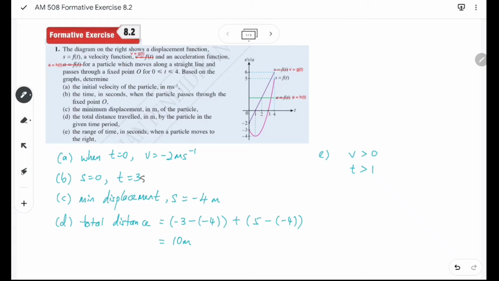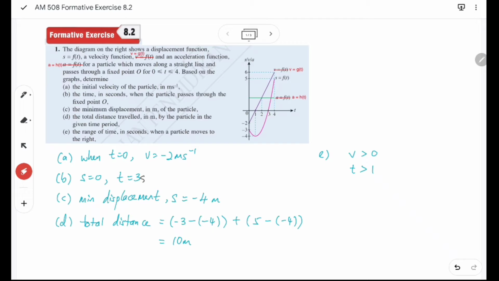(c) The minimum displacement of the particle. For minimum displacement, just look at the displacement graph, and this is our minimum point. So the minimum displacement is -4 meter, which is 4 meter to the left of the fixed point O.